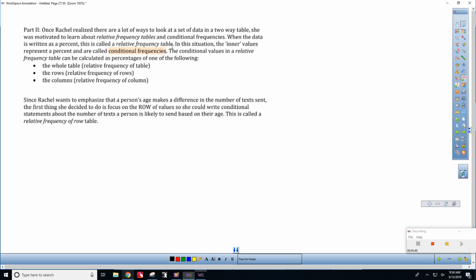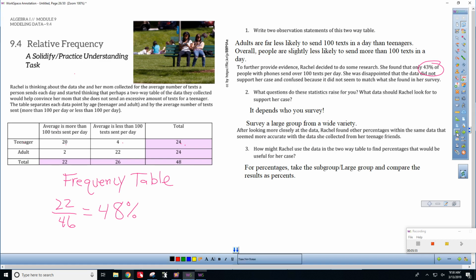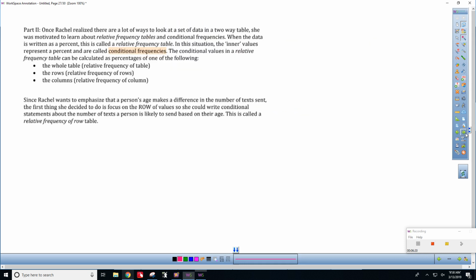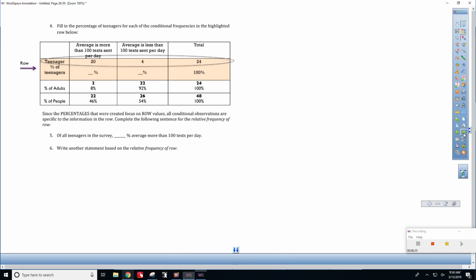Alright, so now we're going to get into conditional frequencies inside of a relative frequency table. So this might say, what's the probability, or what's the percentage of adults that send more than 100 texts per day? Well, that would be 2 out of 24. No, 2 out of 24. So you're going to have to really keep these columns and rows sorted. Okay? So that's what this reading is all about. I encourage you to read it. There's nothing that needs to be done here. But now we're going to get on and take a deeper look at it.